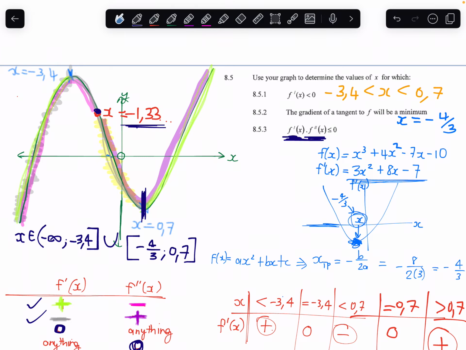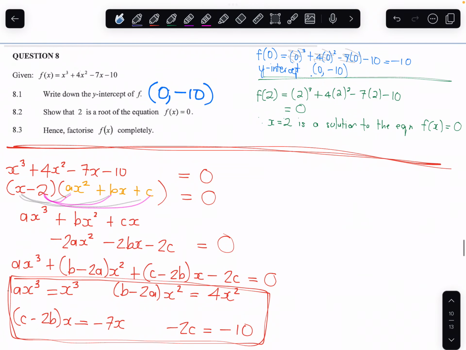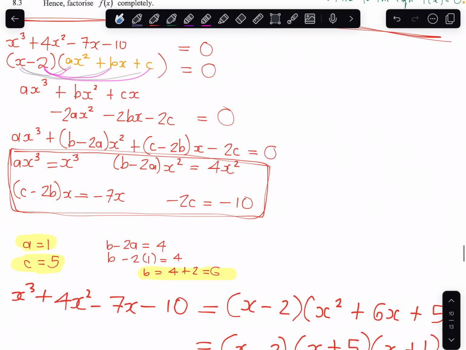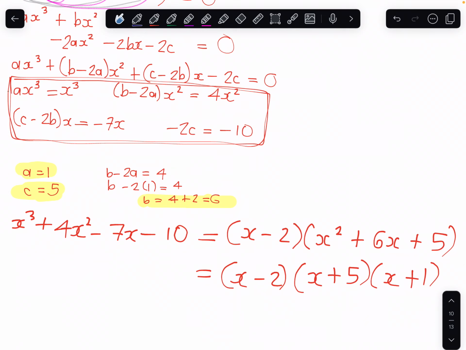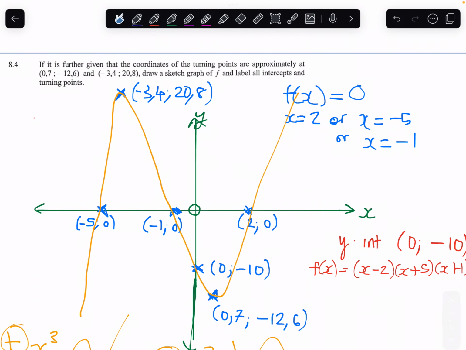So just heading right back to the beginning, I should have probably looked question by question. I keep forgetting. Right, negative 10 for our y-intercept, yes. Second question was a show question. We managed to show by substituting x is equal to 2, so that worked out. And then our factorization is x minus 2 times x plus 5 times x plus 1, and that is what we got. And then our graph, yes, we are in agreement about what that looks like.